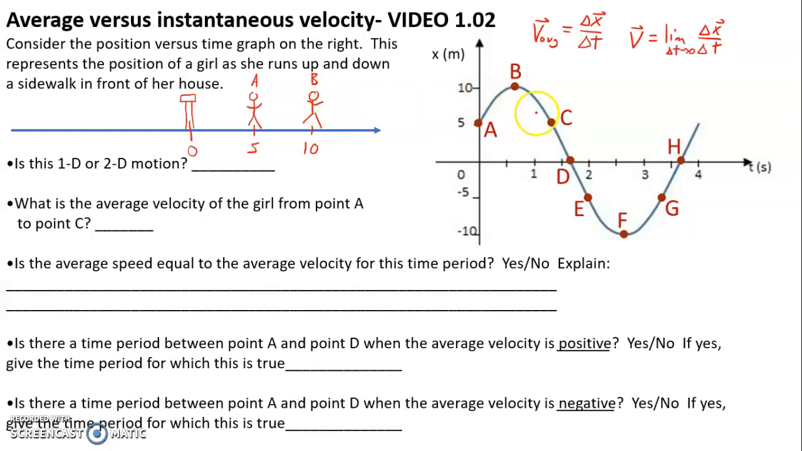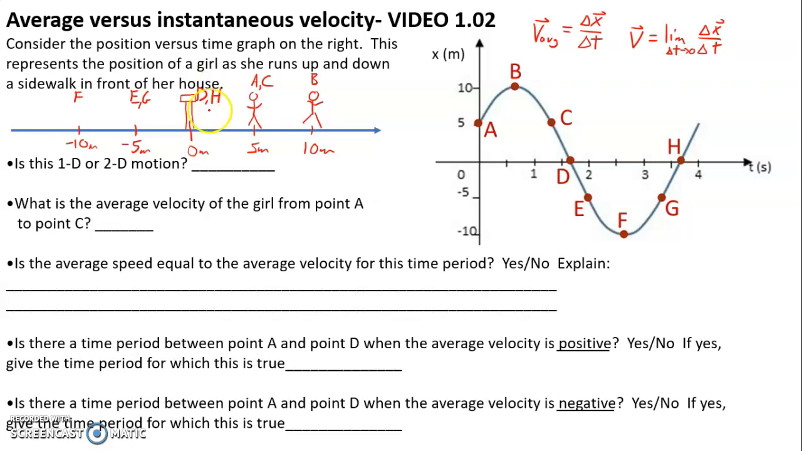Then, by point C, she's back to where she started. And then at point D, now she's at 0 meters, which is where we said her mailbox was, just as a point of reference. That's where all the measurements could have been made from. And then at point E, she's gotten to be negative 5 meters away. And by point F, she's about negative 10 meters. In other words, 10 meters to the left of her mailbox. And then at point G, she's gotten back to where she was at point E.